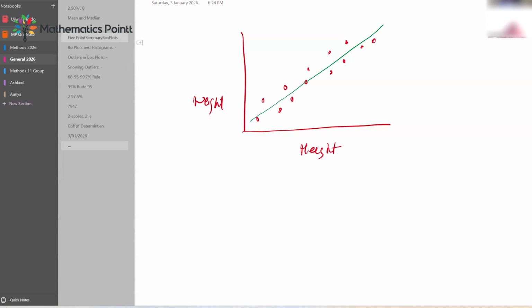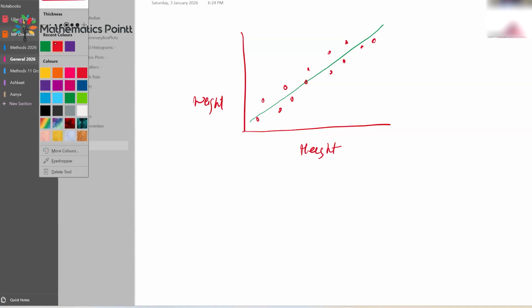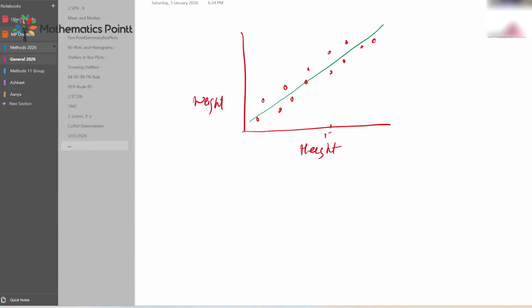And I was able to predict the weight of the person whose height was 150 to be 82 kilograms. Now, understand this. We'll take this concept a step ahead.